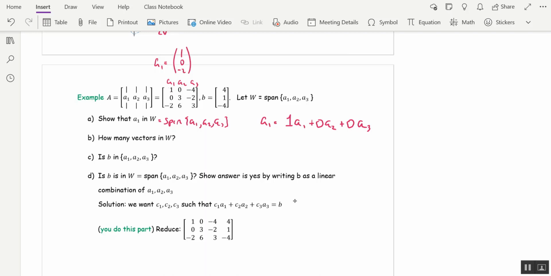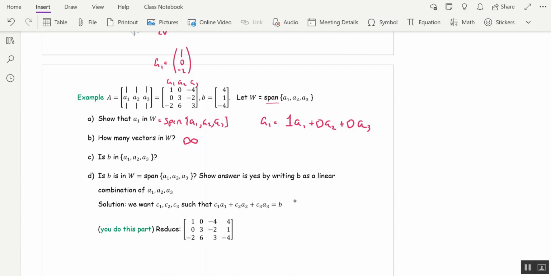So that shows me that A1 is in the span of A1, A2, A3. How many vectors are in W? Infinitely many. W is the span, which is the set of all linear combinations of these three vectors. Well, for every set of weights, you get a new linear combination. So there's going to be infinitely many vectors in W, whereas there are only three vectors in the set A1, A2, A3.